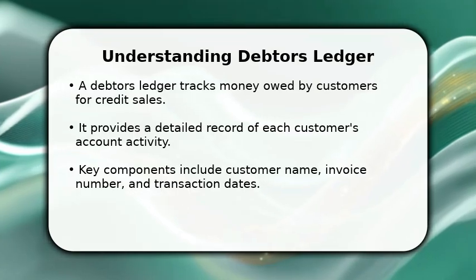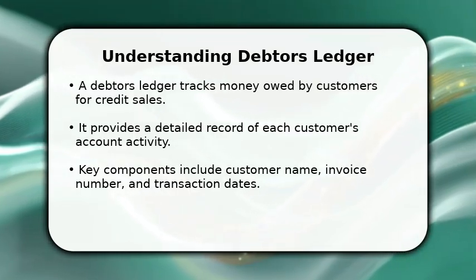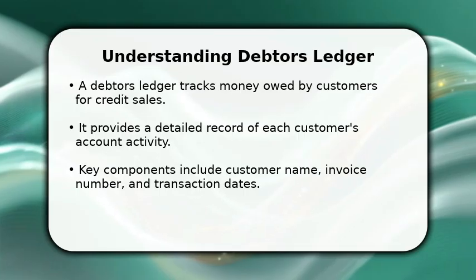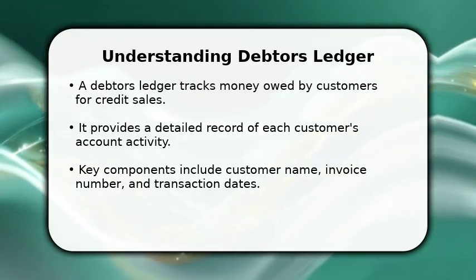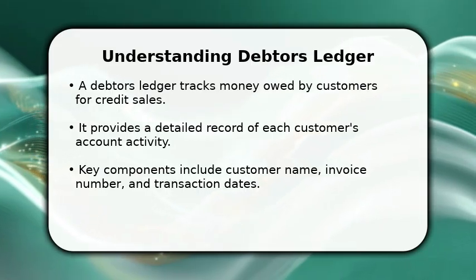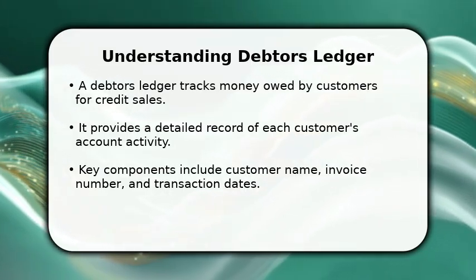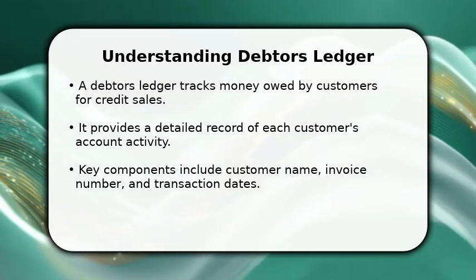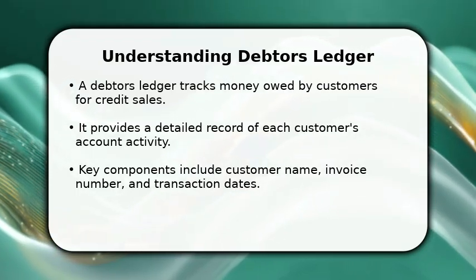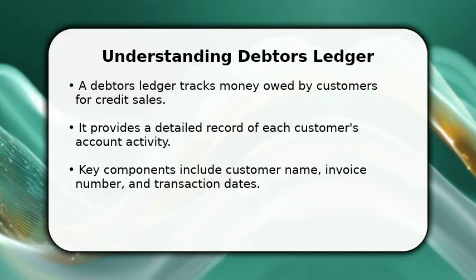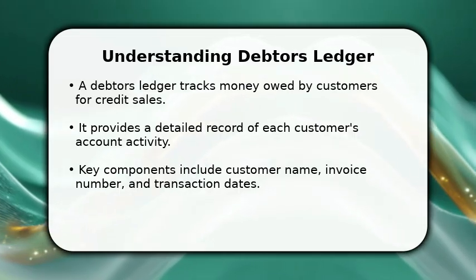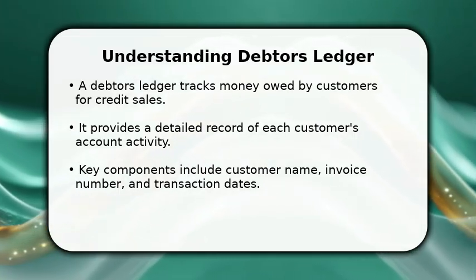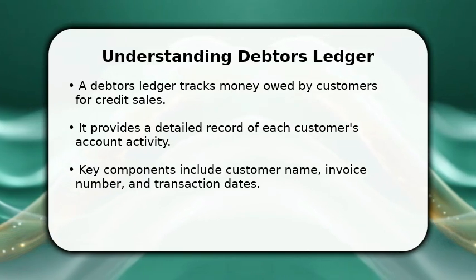Enjoy the video. In this video, I will explain how to calculate a debtor's ledger. First, understand that a debtor's ledger is a subsidiary ledger that records all transactions with credit customers. It helps businesses keep track of who owes them money and how much. Each customer has a separate account, detailing sales, payments, and any adjustments. This system is crucial for managing accounts receivable effectively and ensuring accurate financial reporting.